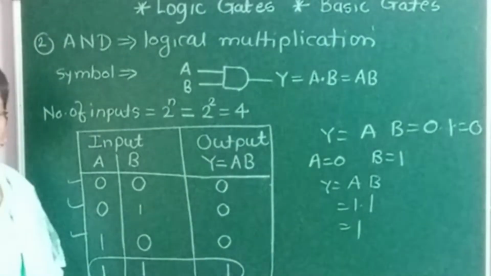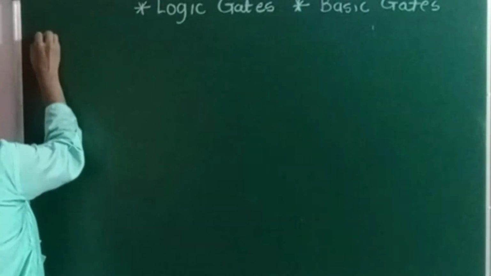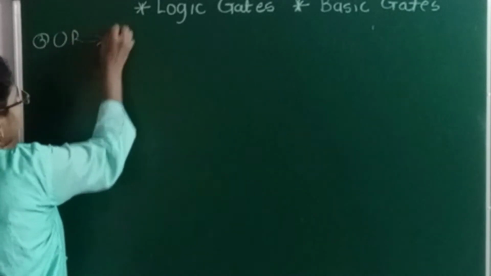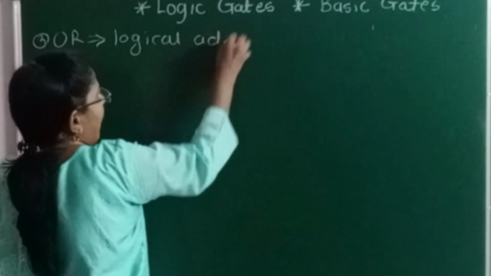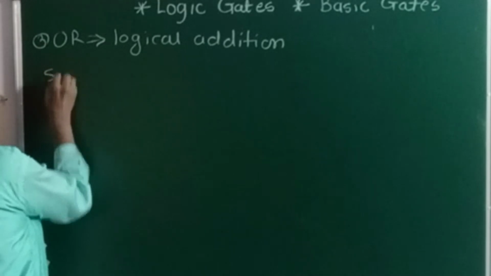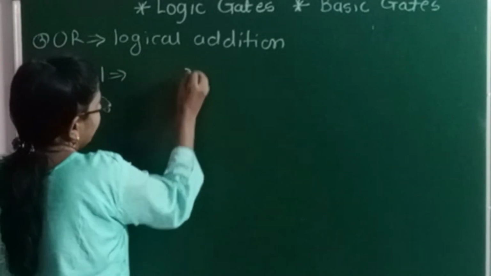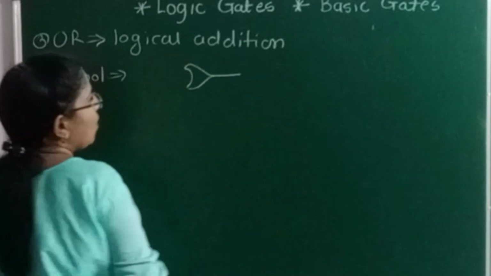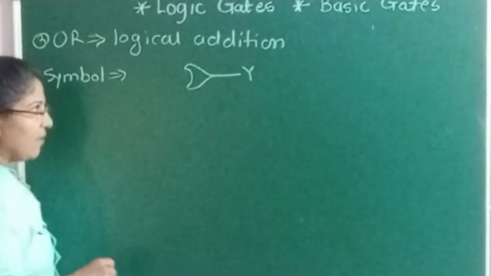So now next we will see the OR gate. Addition. So this is the third basic gate, that is the OR gate. Its operation is used for logical addition. Its symbol is a curve like this, and then this is the symbol of the OR gate. This is the output line. Always it is represented by using the Y.